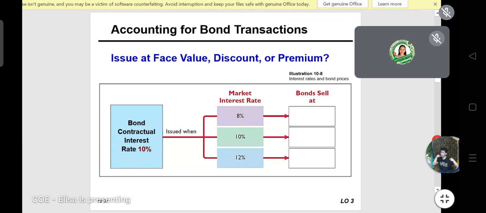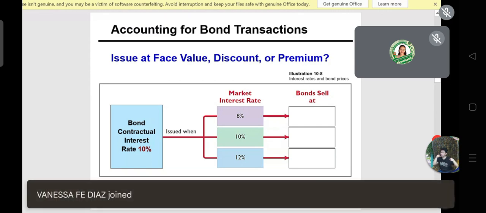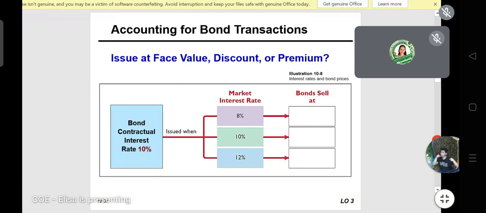And of course, if they are the same, we sell it at face value. But if the prevailing market interest rate is 12%, yet you only promise to pay interest at 10%, then you sold your bond at a discount. So that is the interpretation.